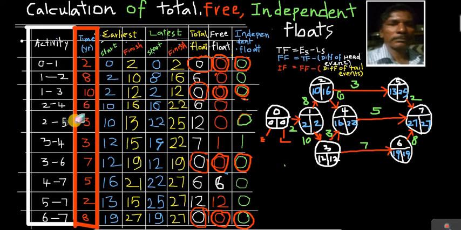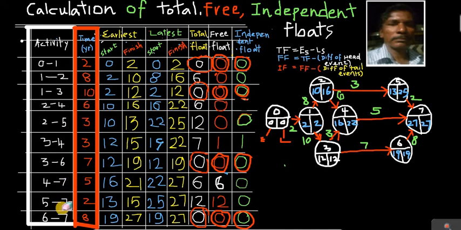2 to 5. The start time is 10 and end time is 22. Therefore, difference is 12. 3 to 4, start time is 12, end time is 19, so 7 is the total float. For 3 to 6, start time is 12 and start time is 12, 0. 4 to 7, the start time is 16, the start time is 12, we'll get 6. This is the total float for the activity 4 to 7.